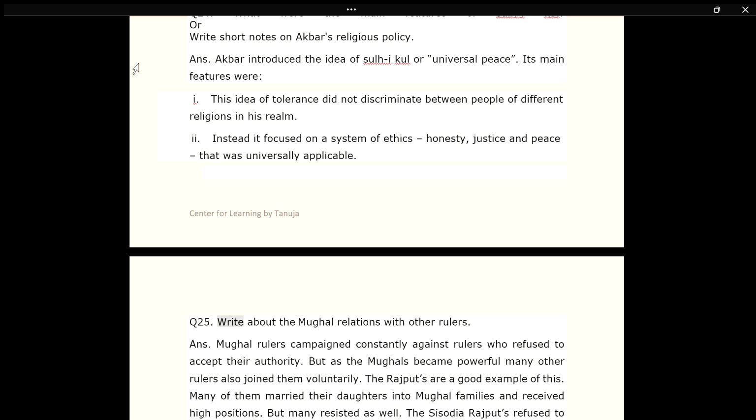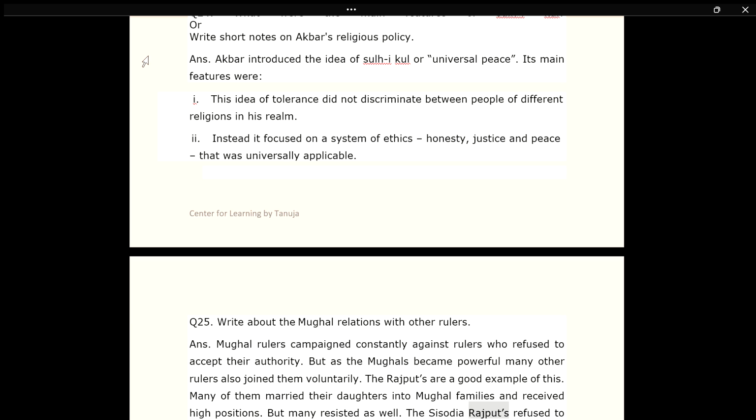Q26. Write about the Mughal relations with other rulers. Ans. Mughal rulers campaigned constantly against rulers who refused to accept their authority. But as the Mughals became powerful, many other rulers also joined them voluntarily. The Rajputs are a good example of this. Many of them married their daughters into Mughal families and received high positions. But many resisted as well.